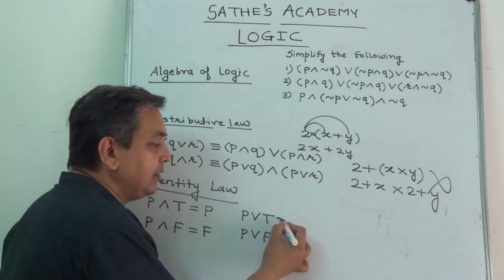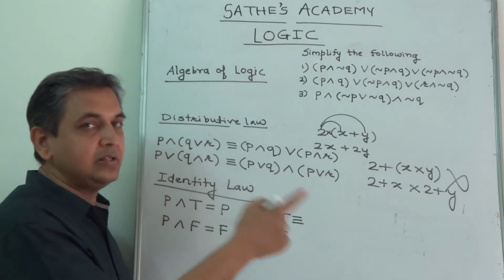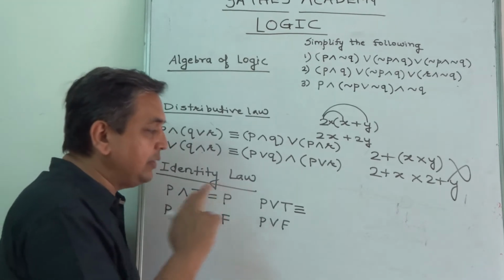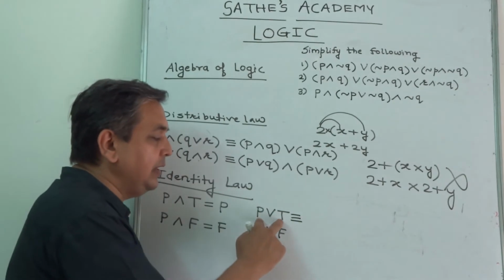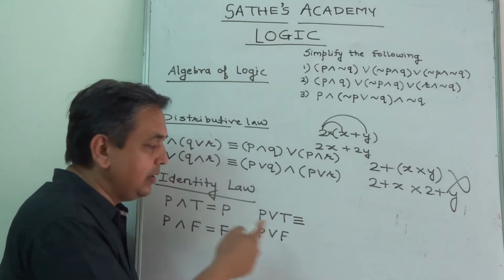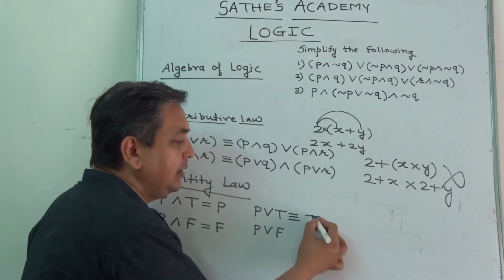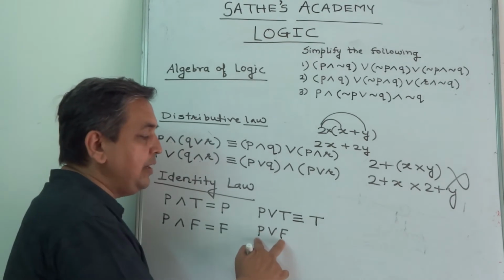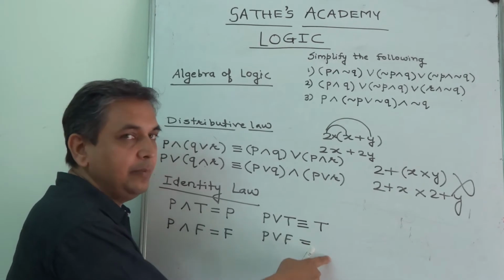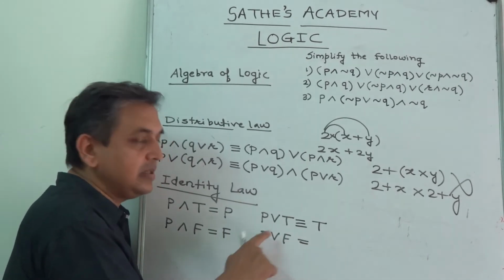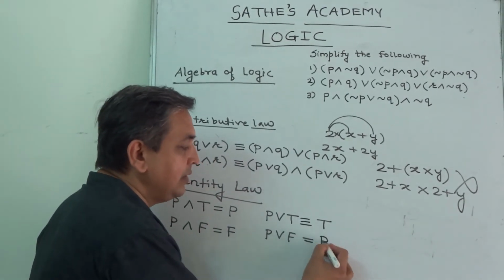P or T. Now we know table for or. If both statements are true, then the result is true. If both of them are false, in that case the result is false. Now here one statement is true. Now whether P is true or false, the result for this or will be true. And P or F: if P is true, the result will be true, and if P is false, the result will be false. So result is same as that of P.